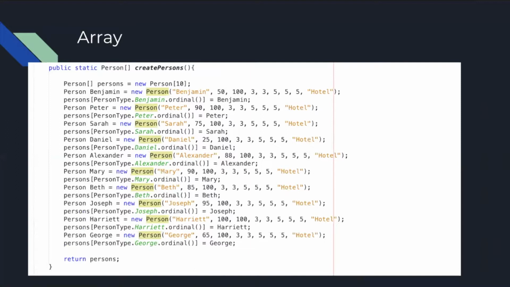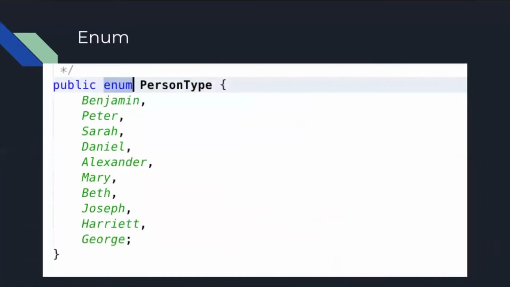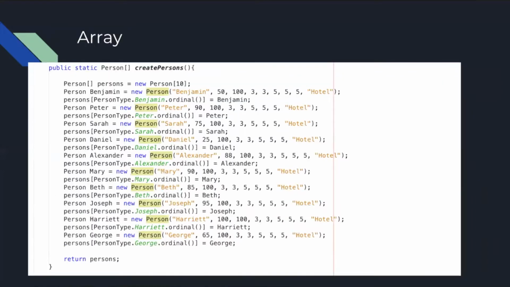We created an enum called PersonType. This enum gave a specific location to the names of the person, and then using an enum ordinal, we set that person type to the same location within the array, which you can see here underneath each person.